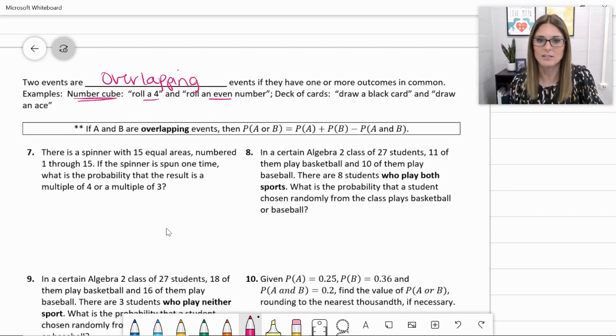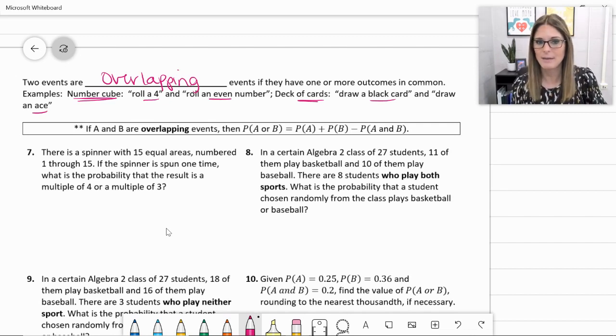In your deck of cards, if you were going to draw a black card or draw an ace. So we have aces in each of our 4 suits. 2 of our suits are black, and so as you look for drawing an ace, there are black cards that are aces, and so those would be overlapping.